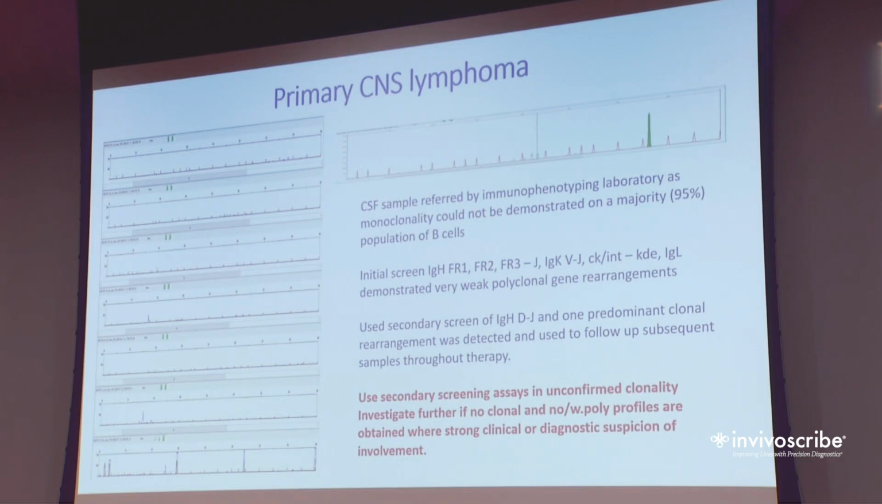So you're thinking, well, if you see something like that and you're not seeing clonal or polyclonal, there's something else going on that you're not catching. So you use your secondary screens, which are the D2Js, because we'd already used lambda in the primary screen in this. And you can see beautifully it comes up.